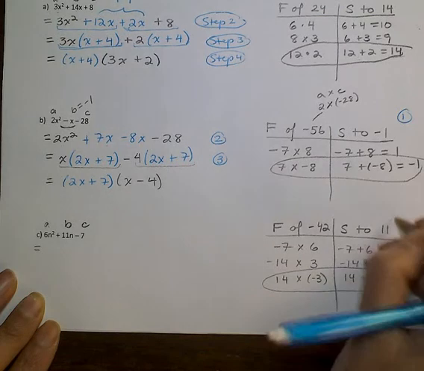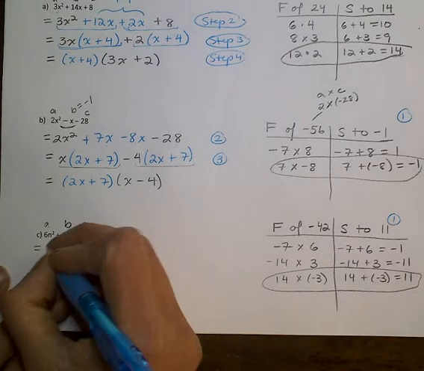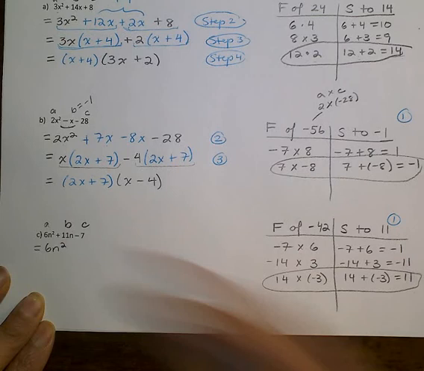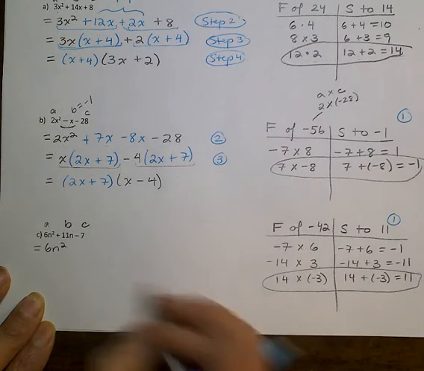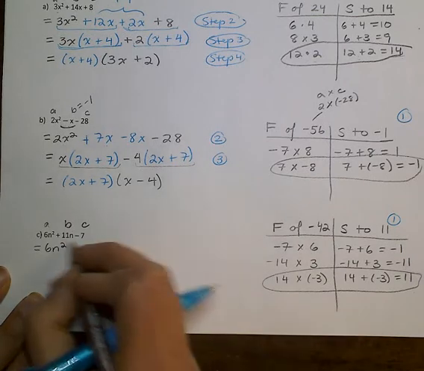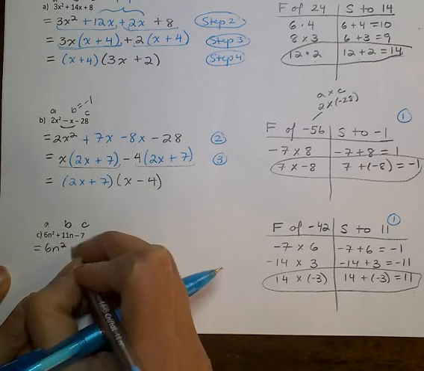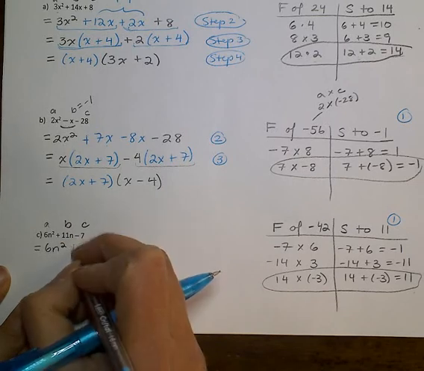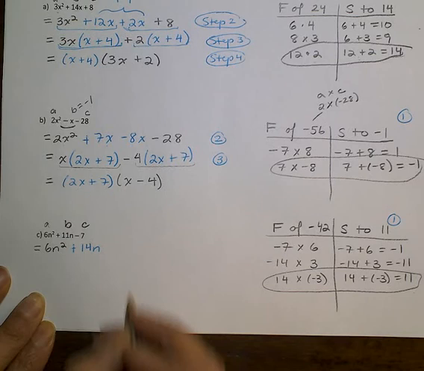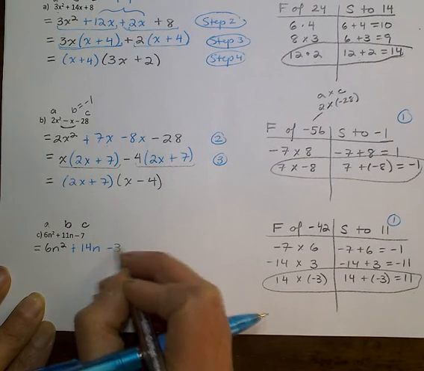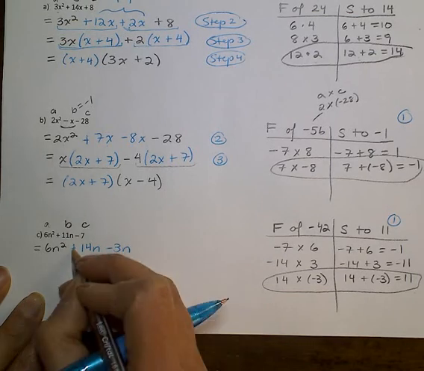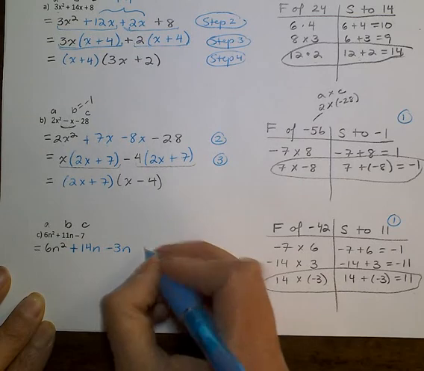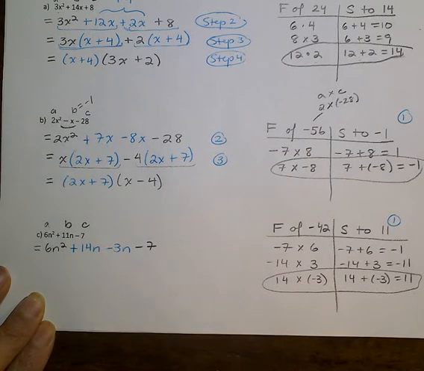That's step 1 again. Okay, step 2. I'm going to take the 14 and the negative 3, and I'm going to use it to rewrite this term, the 11n. So 11n is the same as saying positive 14n minus 3n. 14n minus 3n is 11n, so it has the same value. That's step 2.